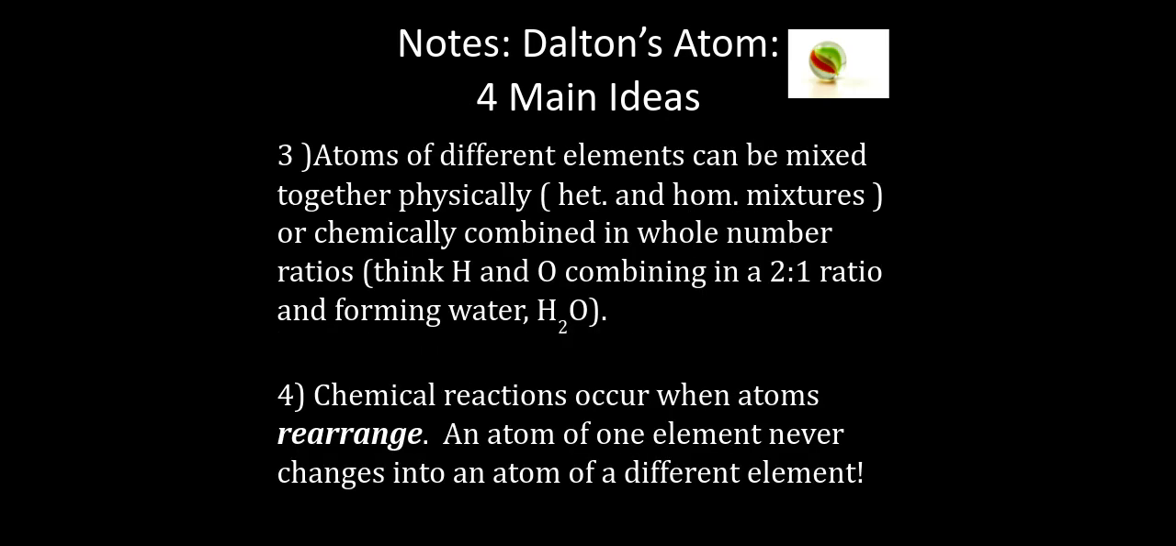Atoms of different elements can be mixed together physically, and we discussed this when we talked about heterogeneous versus homogeneous mixtures, or they can be combined chemically in whole number ratios. So they can be combined chemically and lose their original properties to form something new, such as hydrogen and oxygen, two colorless gases, forming water, a colorless liquid. And these combinations always existed in a whole number ratio. So for water, a 2-to-1 ratio is true of every water molecule.